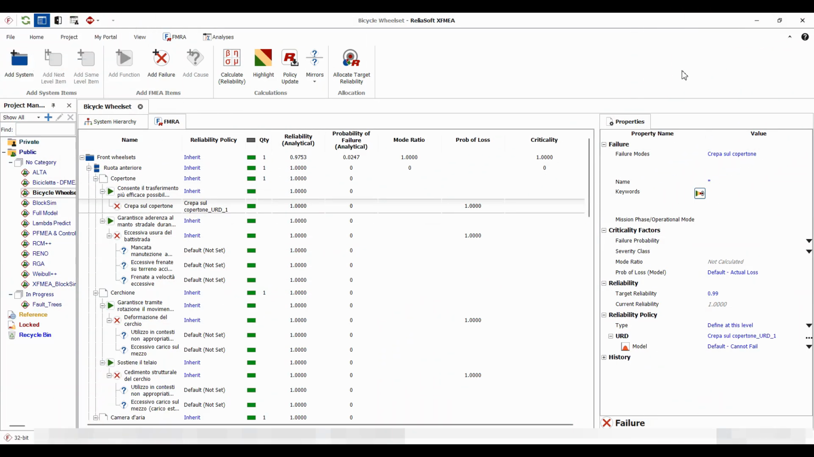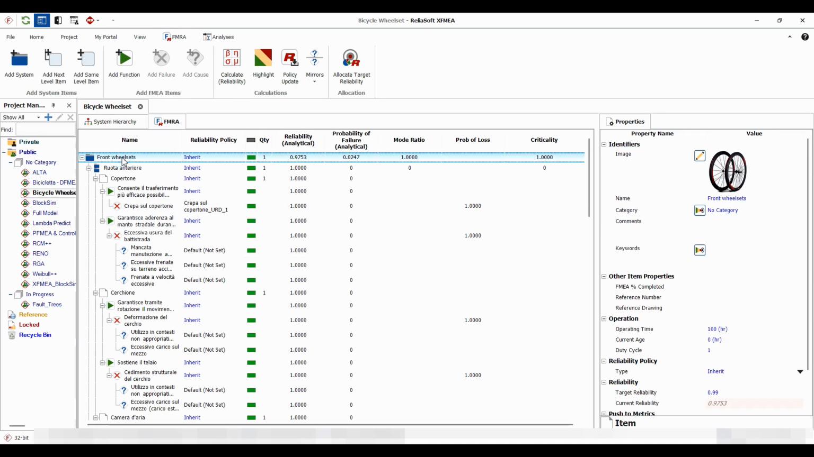So, carrying on from the previous video, we're going to focus our attention on the top of our system hierarchy, the front wheel set, and look at the operating time. We want to set it at 3 years, so we're going to collect results at 3 years.